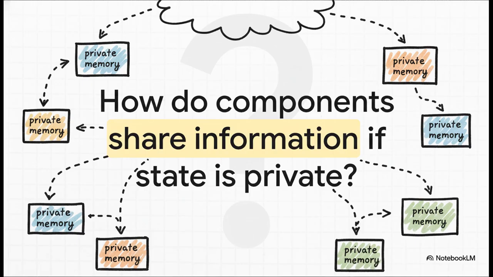But, and this is a big but, that leads to a really interesting new question. If every component's memory is private, how in the world do we get them to work together? How does your shopping cart know what you just added from a completely different Buy Now button? Well, that's the next big step in mastering React, but we'll have to save that one for another day.